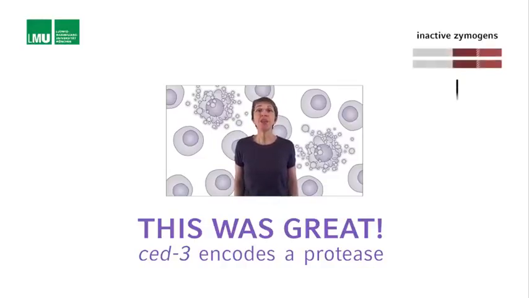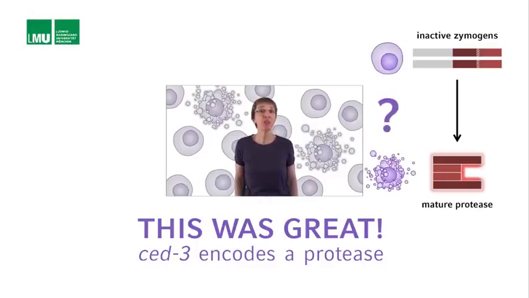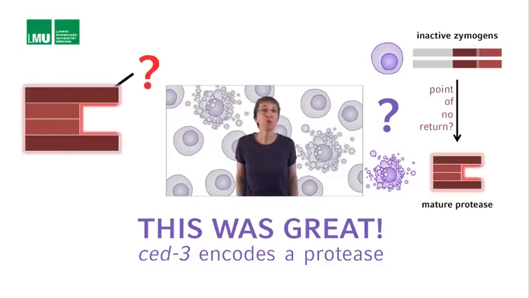Furthermore, this protein is made as an inactive zymogen that needs to be matured in order to become fully active. Could it be that it is present as an inactive zymogen in all cells, and that it is activated specifically in those cells that are programmed to die? Could it be that its activation represents the point of no return? What are the substrates of these proteases? What proteins do they cleave?